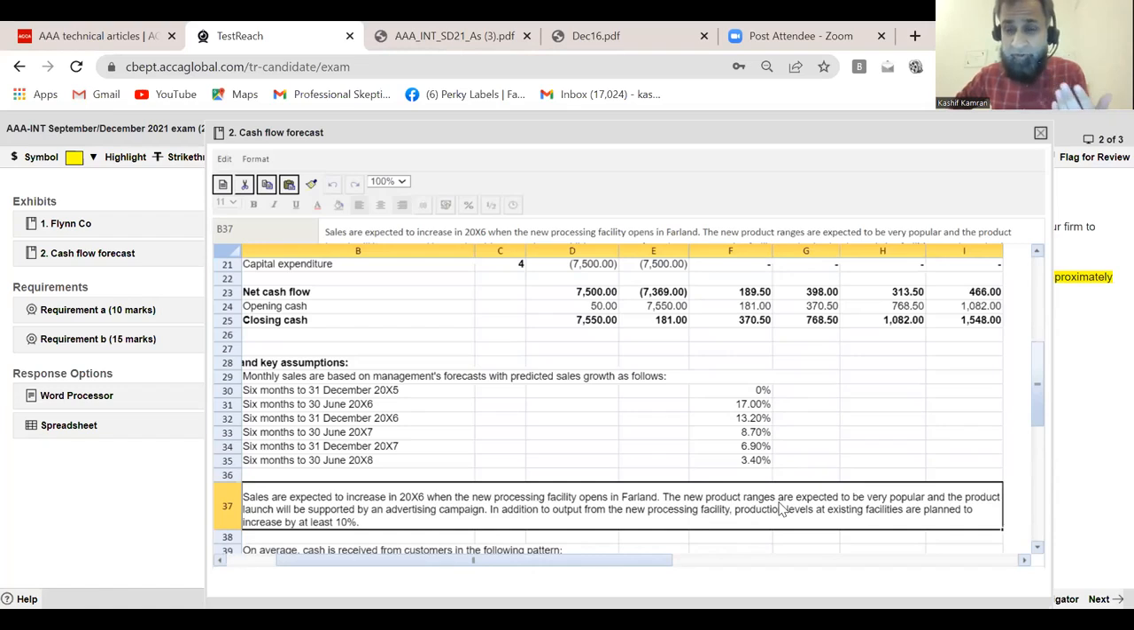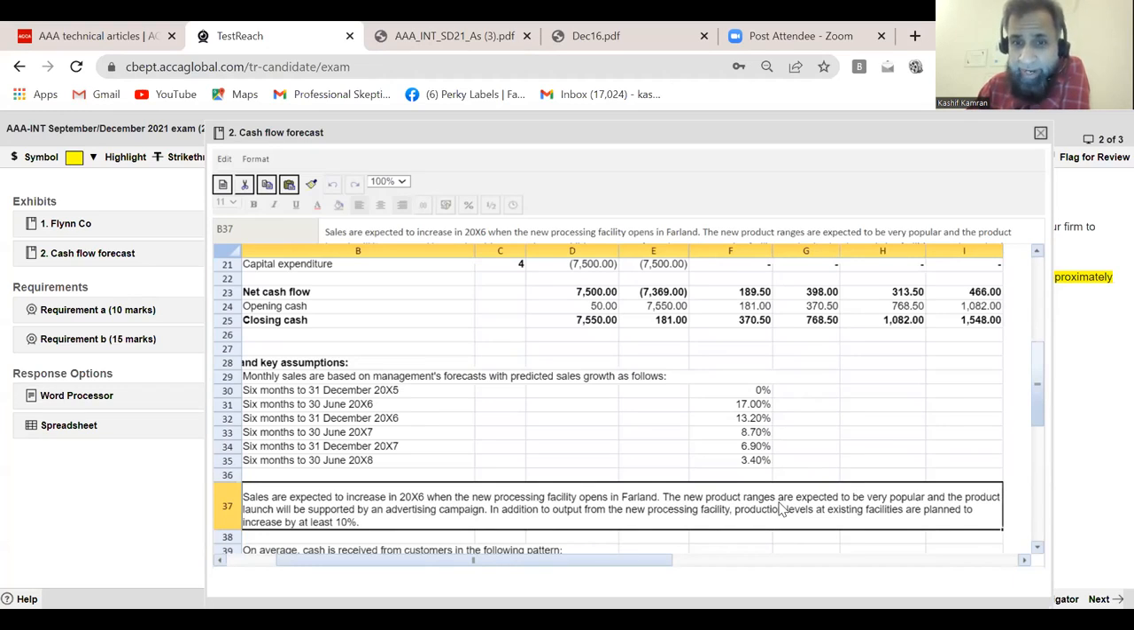The management is taking an assumption that the new product range are expected to be very popular. Have they done any market research? You can convert this to a procedure, right? Has the management undertaken any market research, any customer survey? What is the basis they're expected to be very popular? You can convert this to a procedure. And the product launch will be supported by an advertising campaign. Not necessarily the campaign is successful.